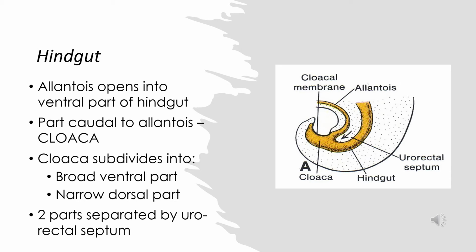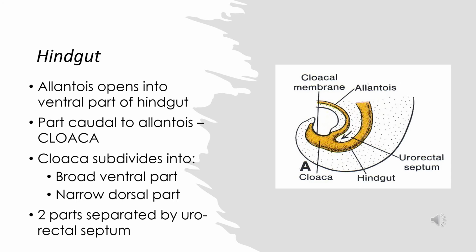So the important points to note are that the allantois opens into the ventral aspect of the hindgut. The part of the hindgut caudal to the attachment of the allantois is called the cloaca, and the cloaca is divided into two parts, a broad ventral part and a narrow dorsal part, by a septum called the urorectal septum.